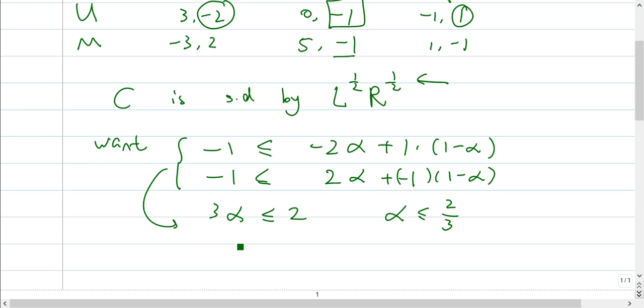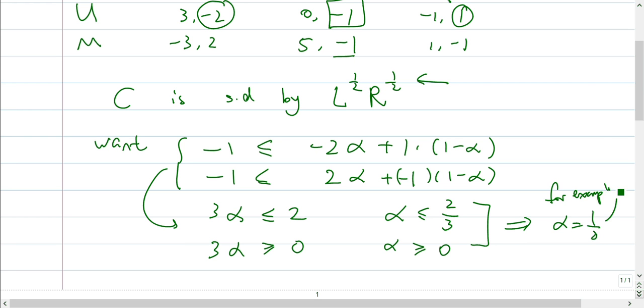And similarly, we have the other one, which is 3 alpha is larger than or equal to something. Moving this 1 to the other side, it's 0. So alpha is larger than or equal to 0. So what this means is if you pick any alpha that's between 0 and 2 over 3, then it's okay. One example would be alpha is a half, which is what the professor had.